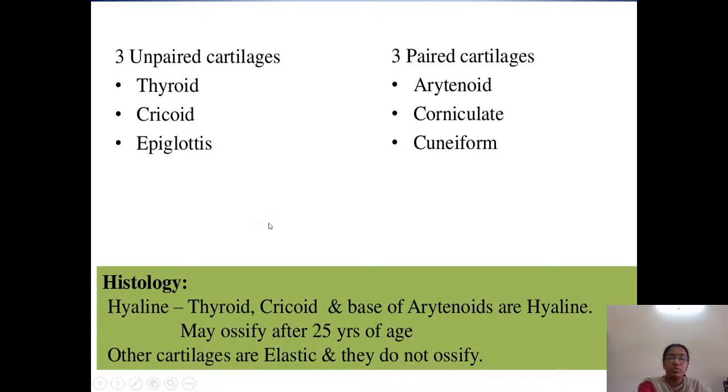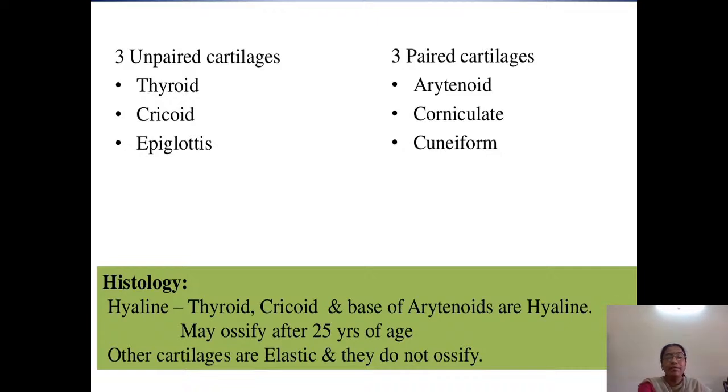The one thing that you have to see is that thyroid, cricoid, and arytenoid are hyaline, and they ossify after 25 years of age. But the other cartilages are elastic in nature. So the thyroid cartilage, cricoid cartilage, and arytenoid cartilage are made up of hyaline cartilage, and they all ossify after 25 years of age. The other cartilages are all elastic, meaning corniculate, cuneiform, and that of the epiglottis. These are all elastic cartilage, and they do not ossify. So this is the one thing that you have to bear in mind.